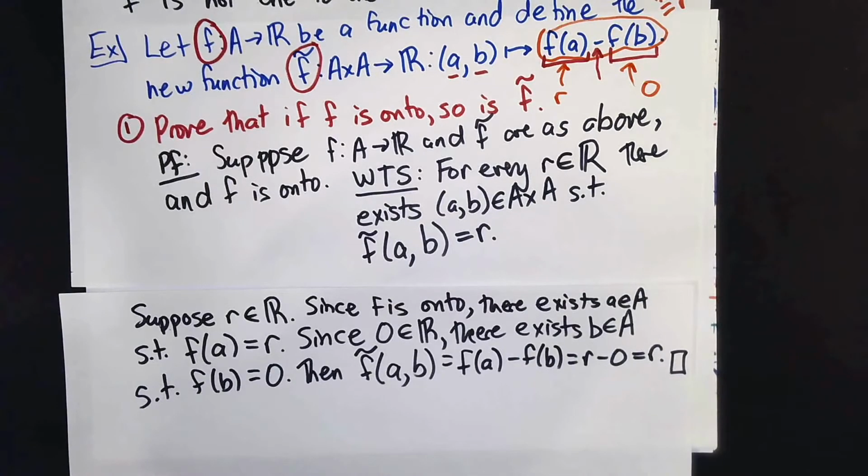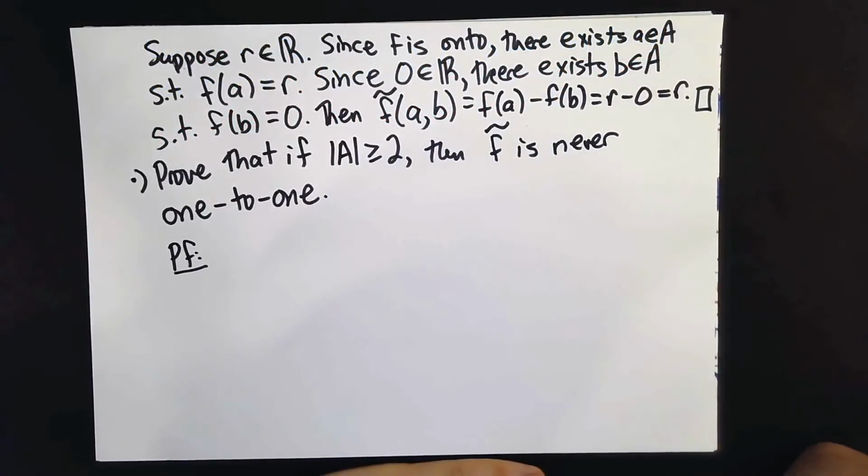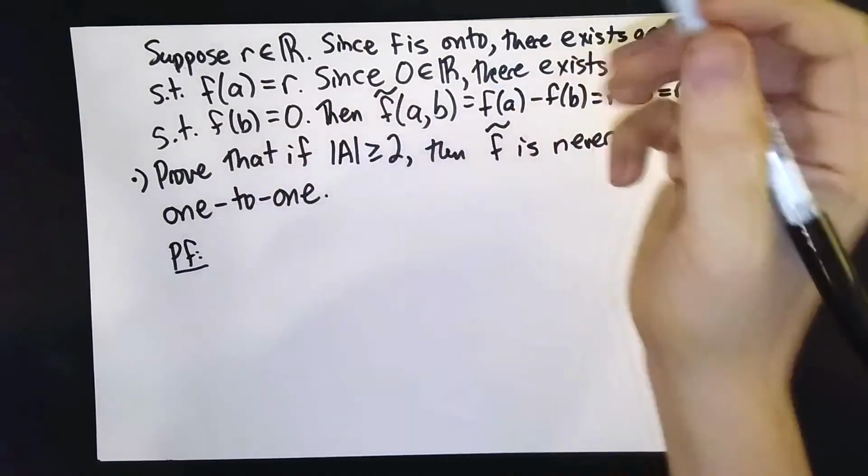So in the previous question, we were asked to show, hey, if I start with an onto f, show me that I always get an onto f with a squiggle on top. In this question, we're asked something that's kind of the opposite, which is show that no matter what happens, as long as the size of the domain of f is at least 2, then this function f with squiggle on top is never 1-to-1.